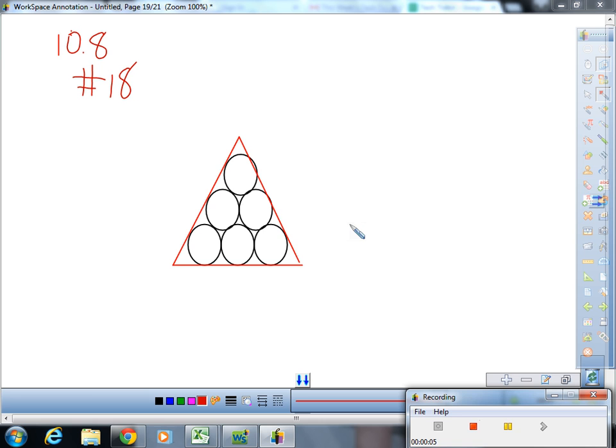Get yourself a sandwich. Today's drive-through confessionals feature 10-8, number 18. They ask us to find, in part A, WY. All that we know is that the radius of each circle is 3.